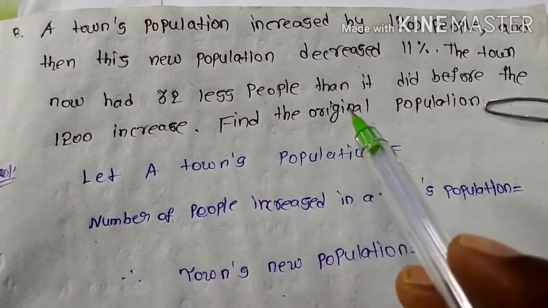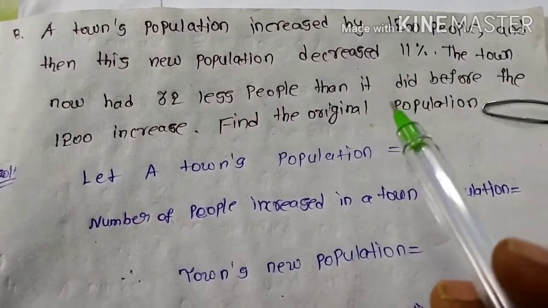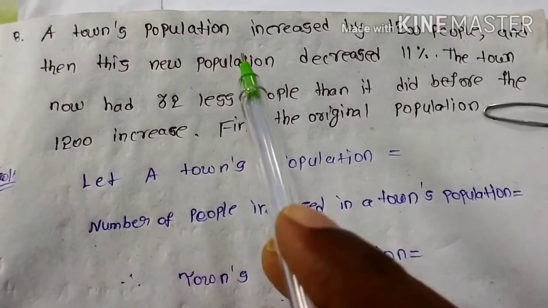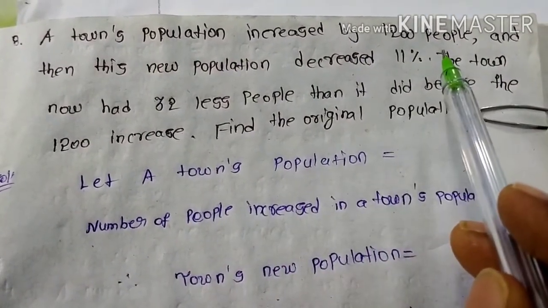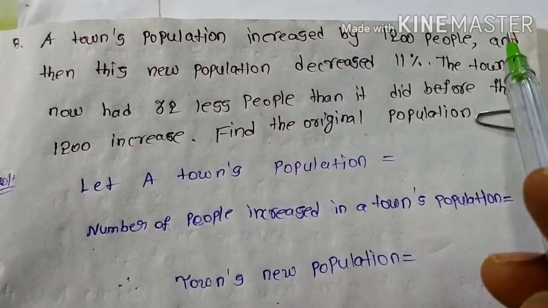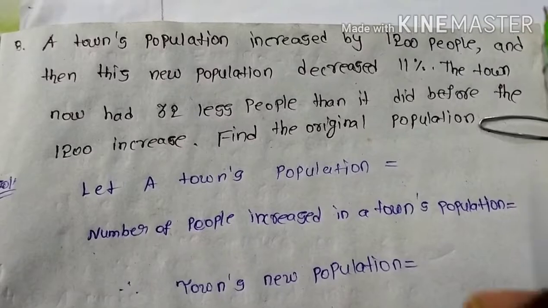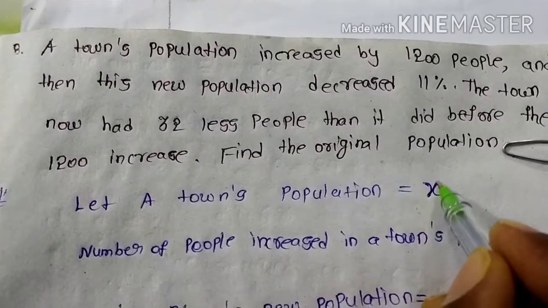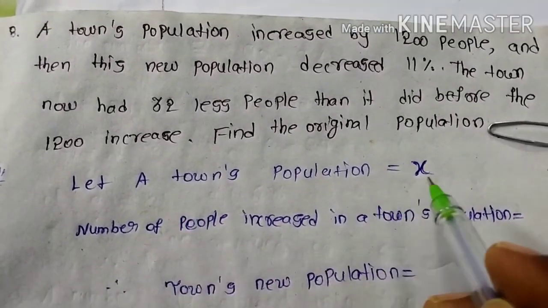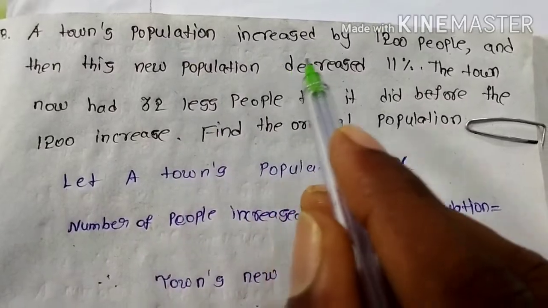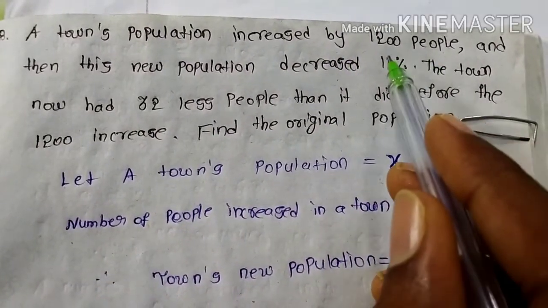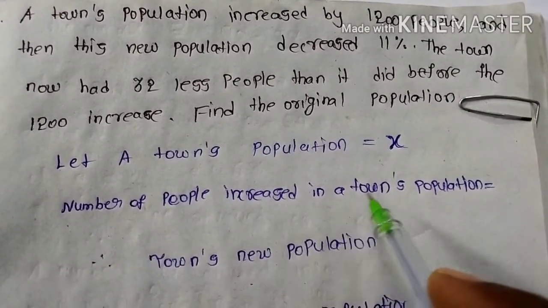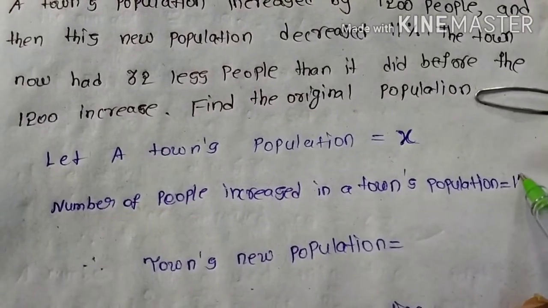You have to read the question at least 2 times. Why? Because you can try to understand what they have given in the question. See here, a town's population increased by 1200 people. We don't know how much the present population of the given town is. Yes or no? So that I am taking here, let a town's population is equal to x. You can take here how much here? I am taking here a town's population is equal to x. Here a town's population increased by how many people here? 1200 people. So that I am writing here number of people increased in a town's population is equal to how much? 1200. Yes or no?